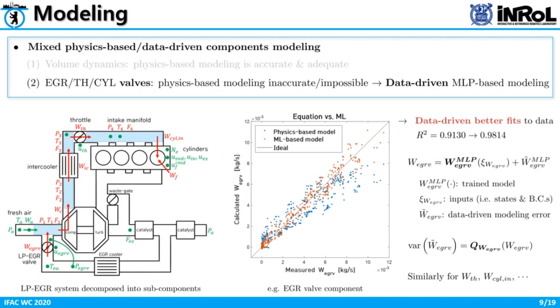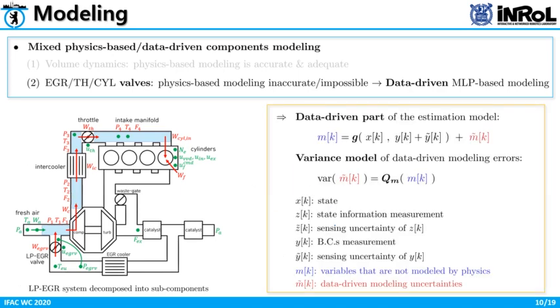In this figure, we see data-driven modeling errors, which are prone in practice. For these data-driven modeling errors, we model their variance as a function of the states. By doing so, we obtain the data-driven part of the estimation model with the variance model of the data-driven modeling errors.